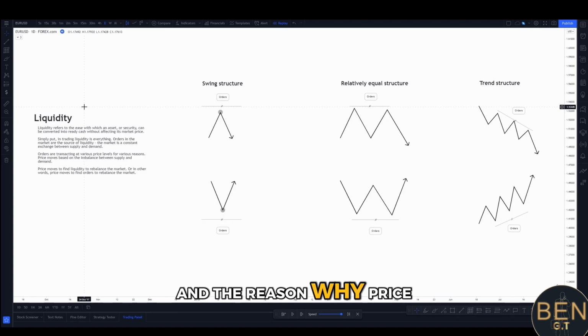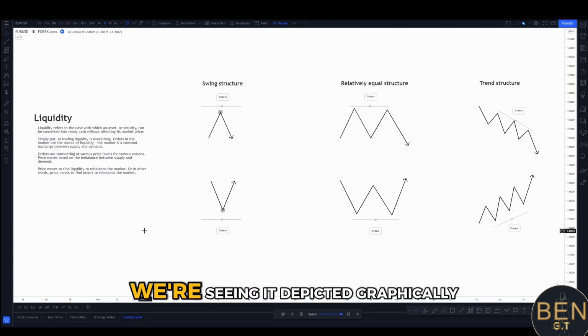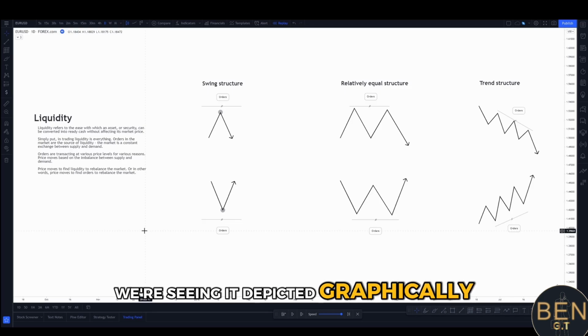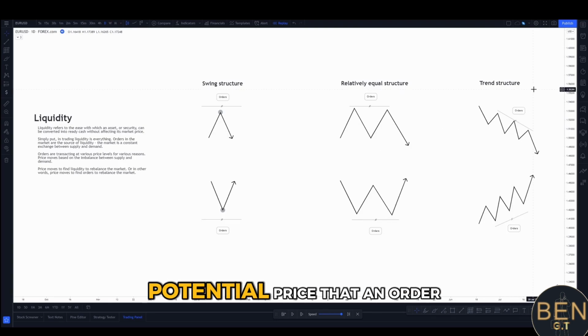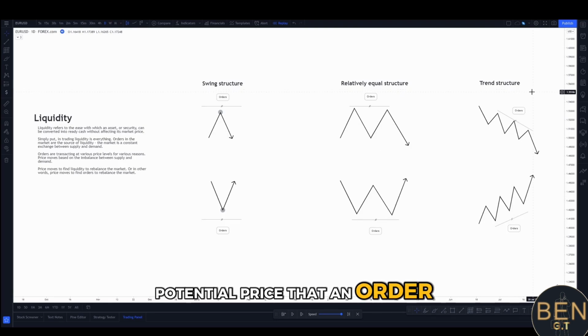It's the battle of fair exchange and supply and demand. And the reason why price is moving up and down in a constant flow is it's moving from pockets of liquidity to pockets of liquidity. And what we need to visualize on a chart in a more conventional manner is the fact that what we're seeing is just simply orders on a chart. We're seeing it depicted graphically via candles, but at the end of the day, every single price point that we see, every single pip, is a potential price that an order is sitting at.